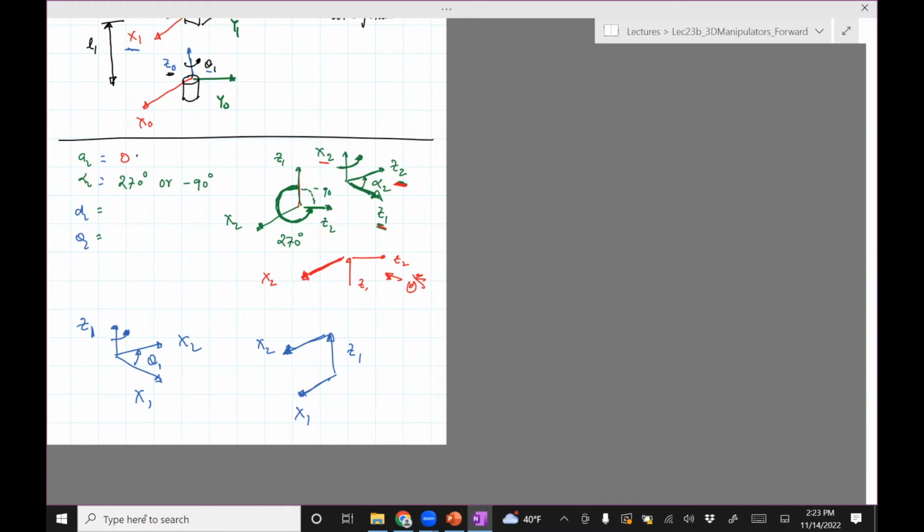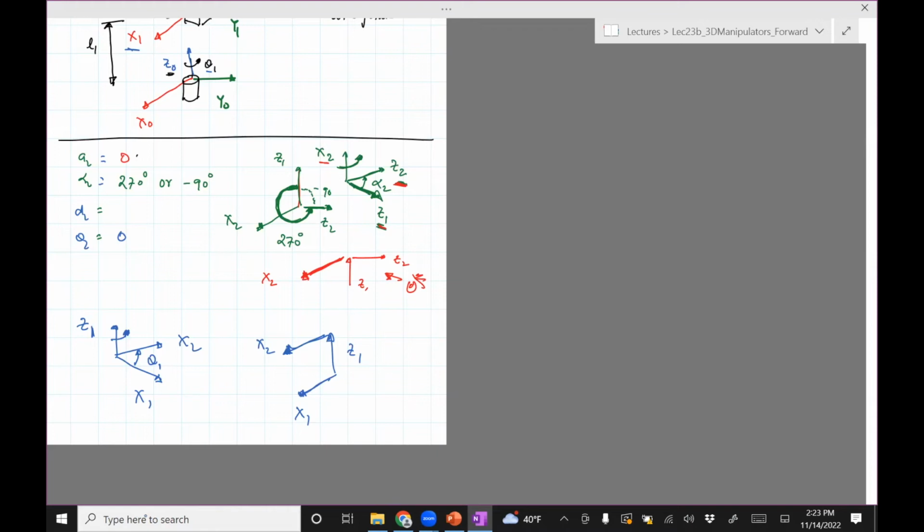You can see that X1, X2 are actually in line. They're in the same plane. Right? This plane. So if they're in the same plane and they are collinear, then the angle between those two is going to be 0 as viewed from the z-axis. So that should be 0 for theta 2.